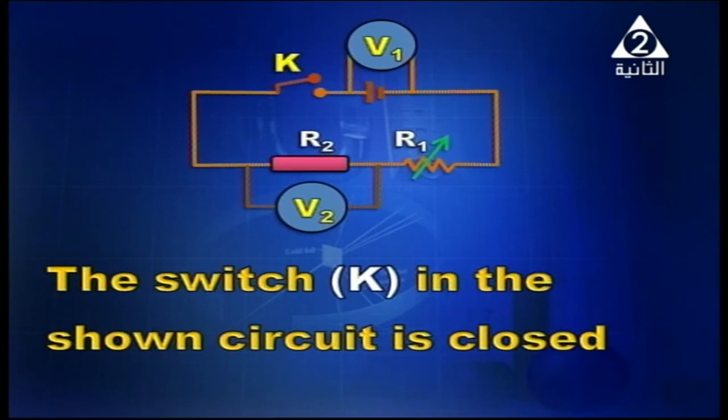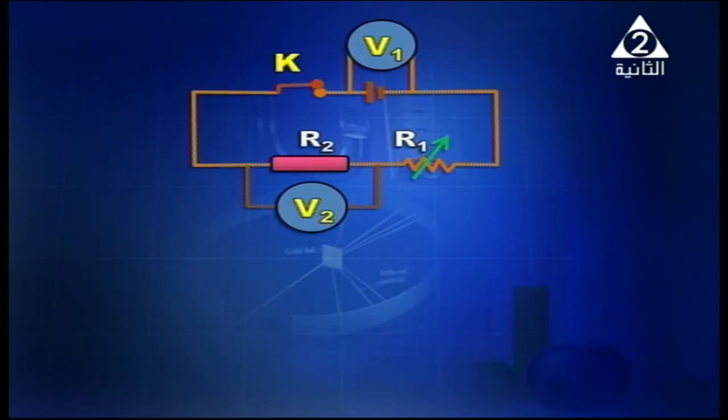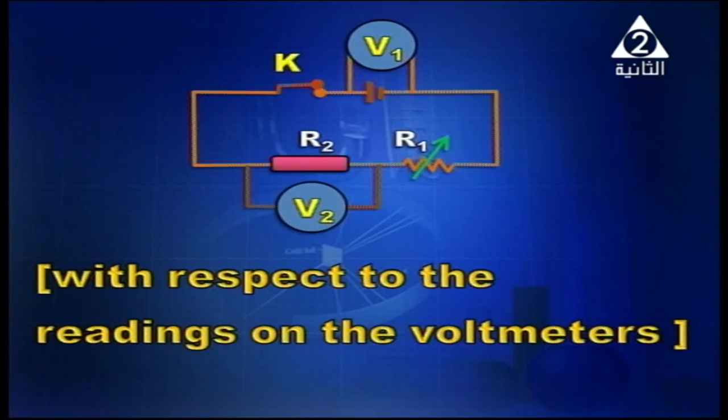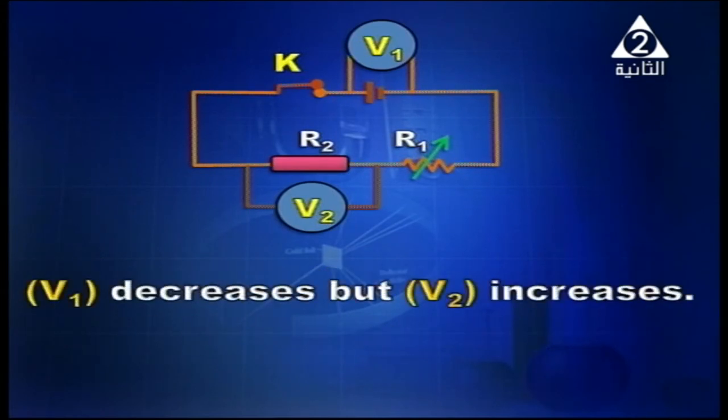So what happens when closing? Maximum will be decreased, of course. So V1 decreases, but V2 increases. V2 increases because current will flow. And V1 decreases because right now the reading on V1 will be equal to terminal voltage, not the EMF.